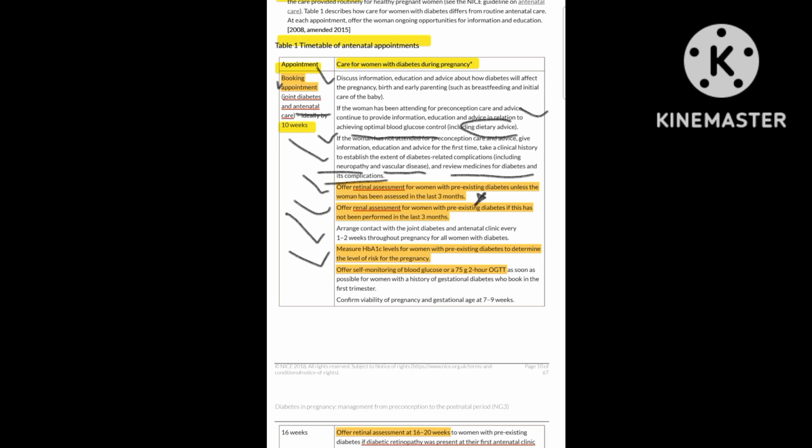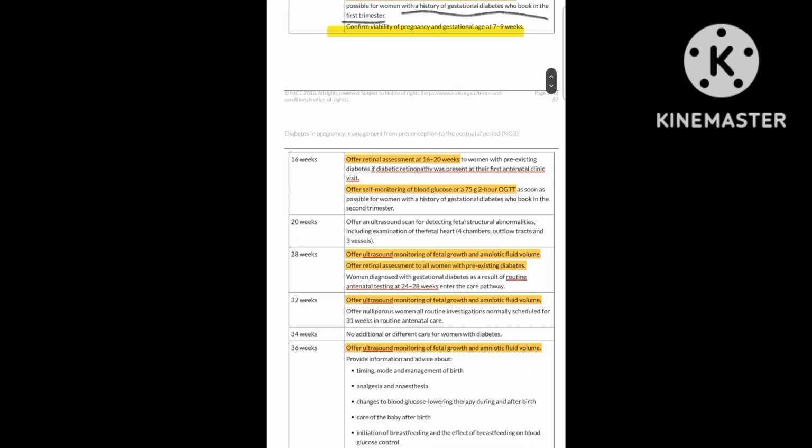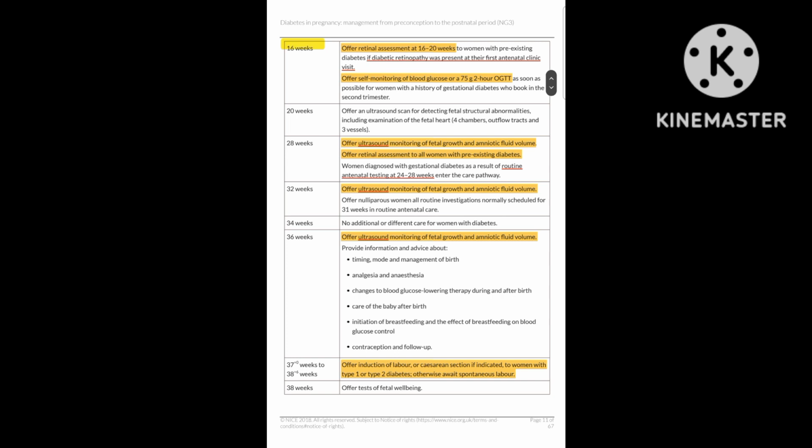Offer self-monitoring of blood glucose or a 75 gram OGTT as soon as possible for women with a history of gestational diabetes who book in the first trimester. Confirm viability of pregnancy and gestational age at 7 to 9 weeks. At 16 weeks, offer retinal assessment at 16 to 20 weeks to women with pre-existing diabetes.